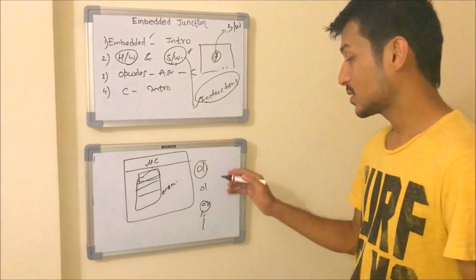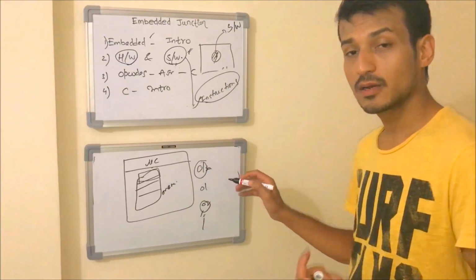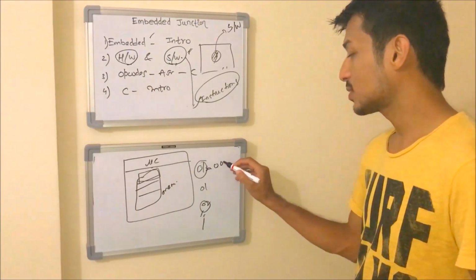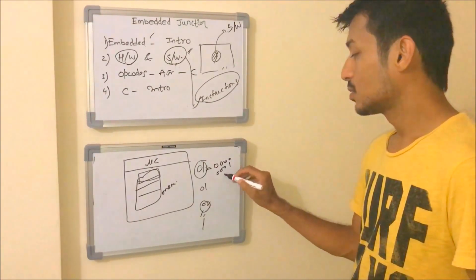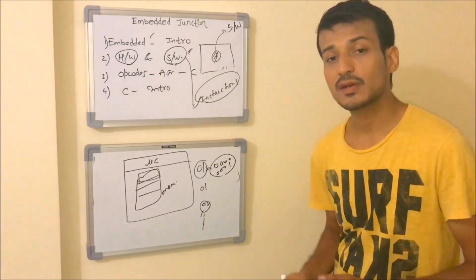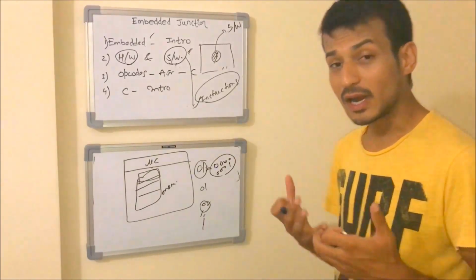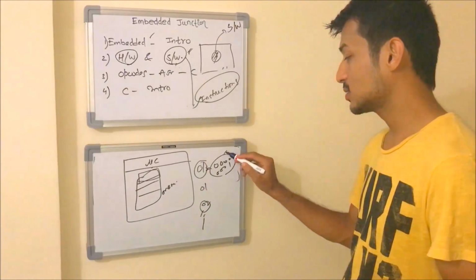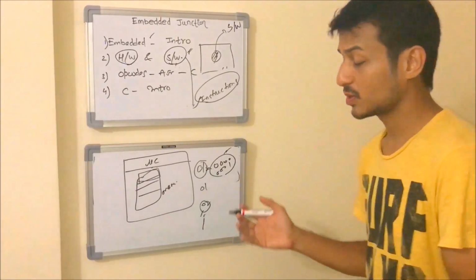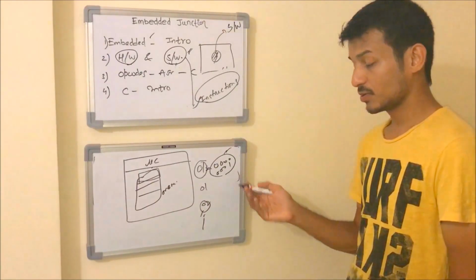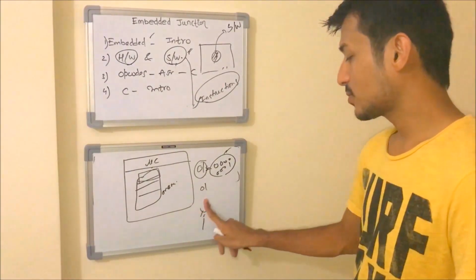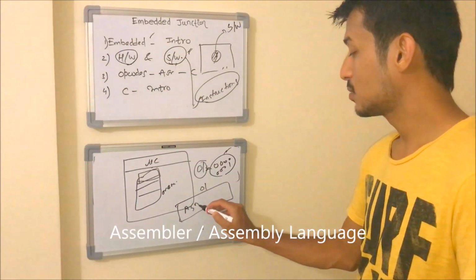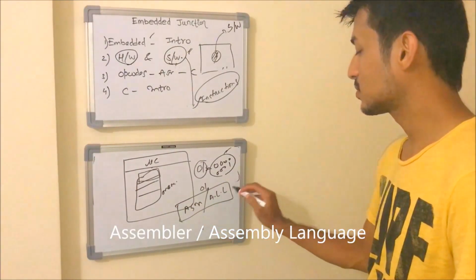These instructions are actually in binary language. They are in the form of zeros and ones. So it's very hard for us as programmers to write a complete code, a complete sequence in these instructions, these opcodes, because they are all in binary, in zeros and ones. So there comes the introduction of an assembler or assembly level language.